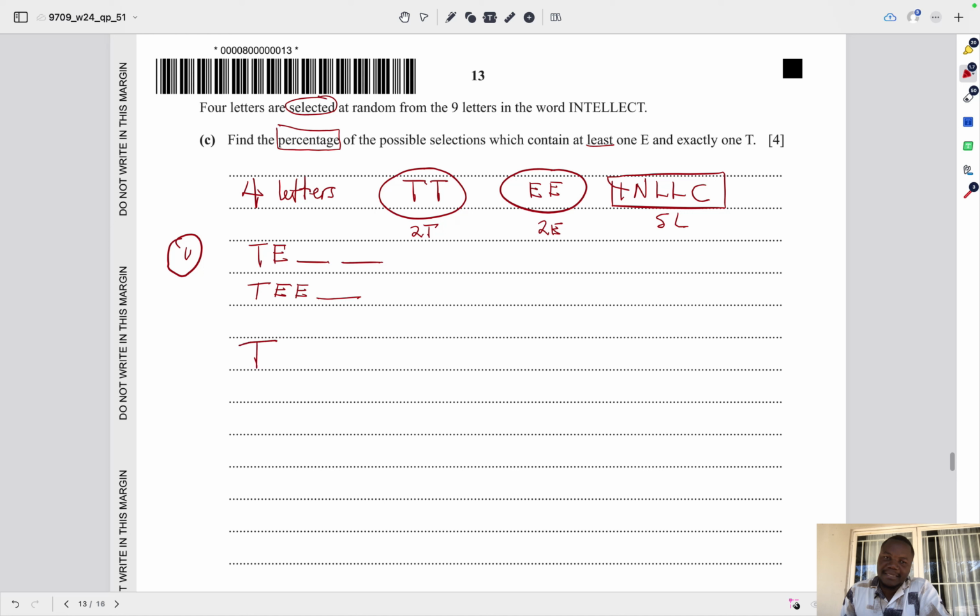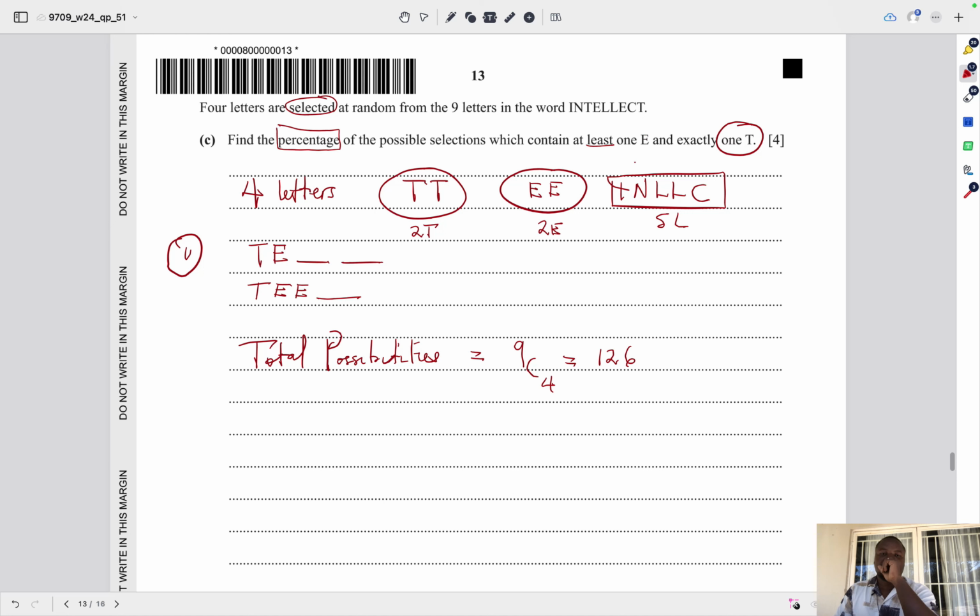So the total possibilities, before we even go any further, with no restrictions, is simply equal to choosing 4 letters out of 9, which is the total sample space. So 9 choose 4, no restrictions. We've got 126. So 126 is the total number of ways of choosing 4 letters from the word internet. Now we want to find the probability of choosing 4 letters where there is exactly 1 T and at least 1 E.